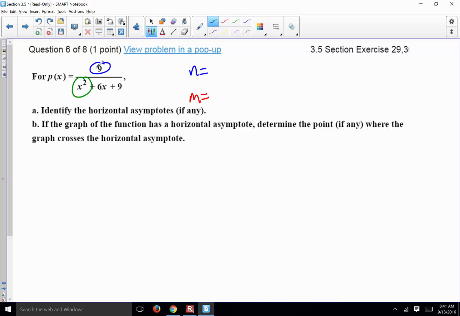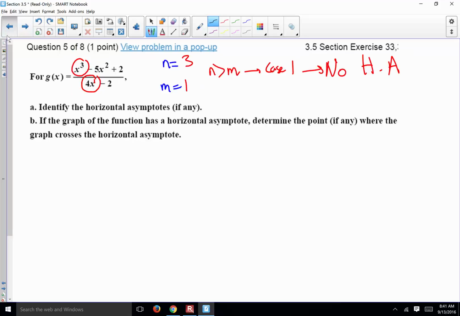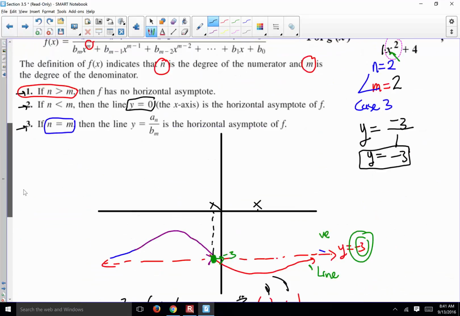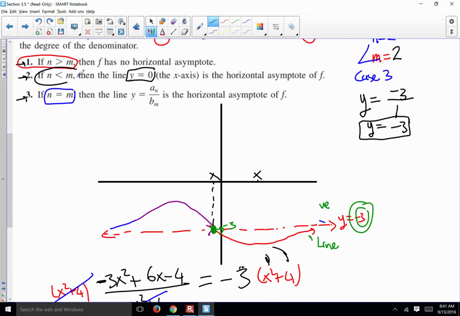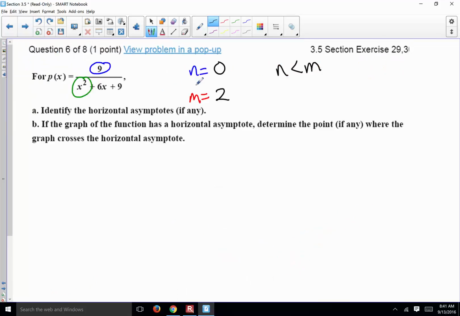What's the degree of the top, or what's the biggest exponent? There is no x, then it's 0. No x, only constant, then it's 0. This is the case n is less than m. Top is less than bottom. If top is less than bottom, it's case 2, and line y equals 0 is the horizontal asymptote. Y equals 0, that's it. Case 2, y equals 0.